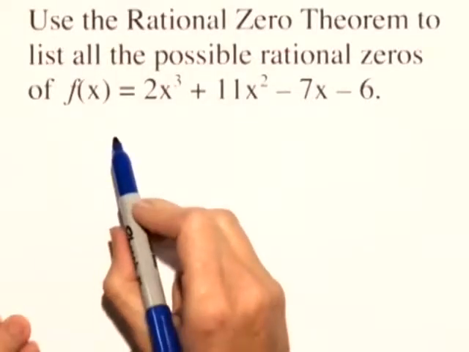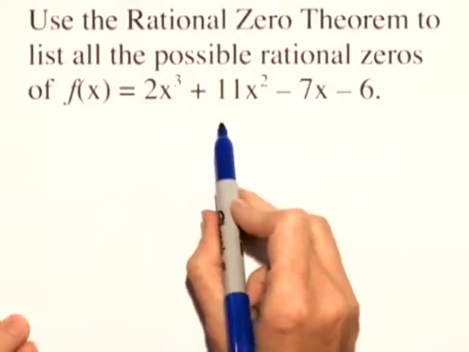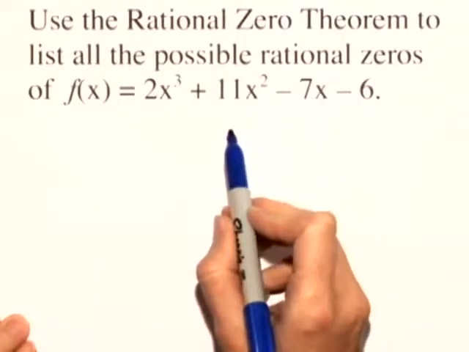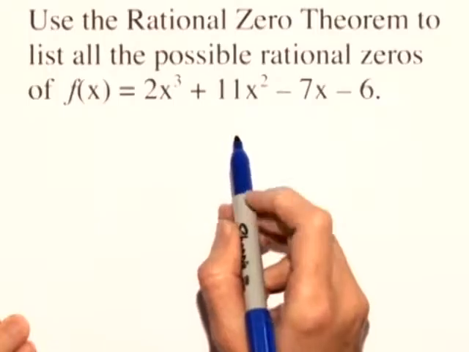For this polynomial function, we're going to list all of the possible rational zeros. So we have f of x is equal to 2x cubed plus 11x squared minus 7x minus 6. And we need to use that rational zero theorem.